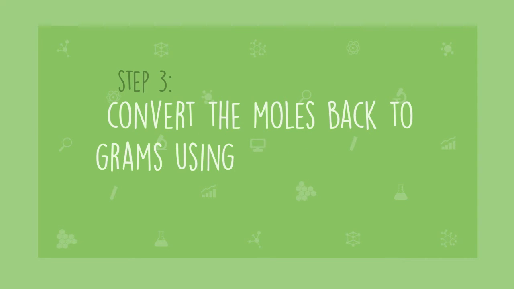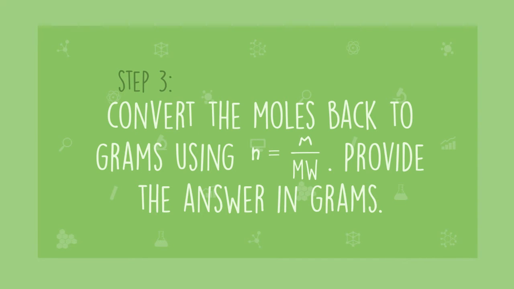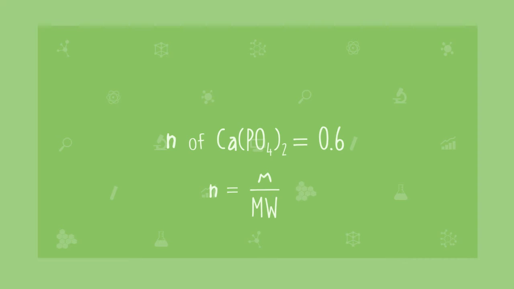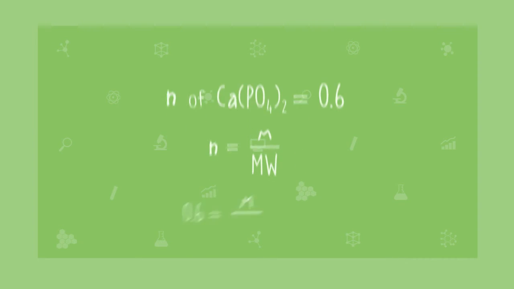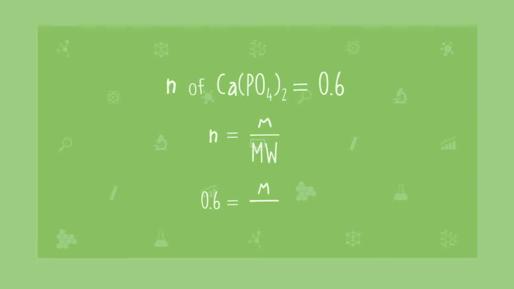Step 3 is converting back to grams. We use the same equation we've been using, but we put in our new numbers for the calcium phosphate. So, N equals M divided by MW again. But this time we know that the N is 0.6, so we can substitute that number in. We don't know the M this time, that's what we're trying to figure out. How much mass do we get?